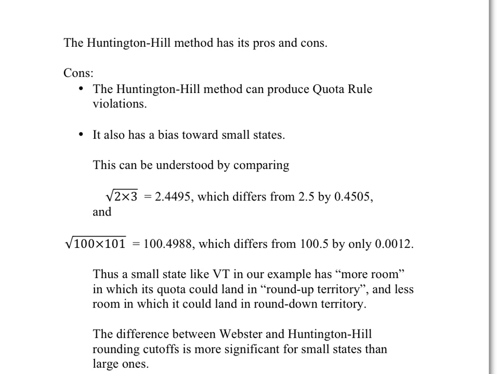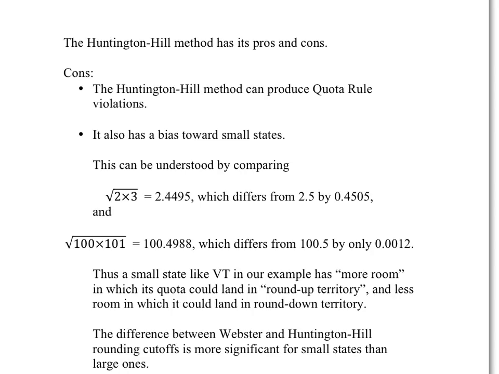In fact, it turns out any divisor method, any modified divisor method, is going to be vulnerable to this flaw of producing quota rule violations. Another flaw is that the Huntington-Hill method has a bias in favor of small states. Remember, Jefferson had a bias in favor of large states. Huntington and Hill have a bias in favor of small states.